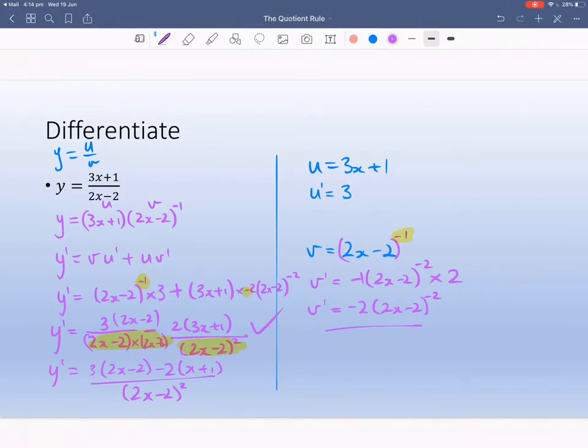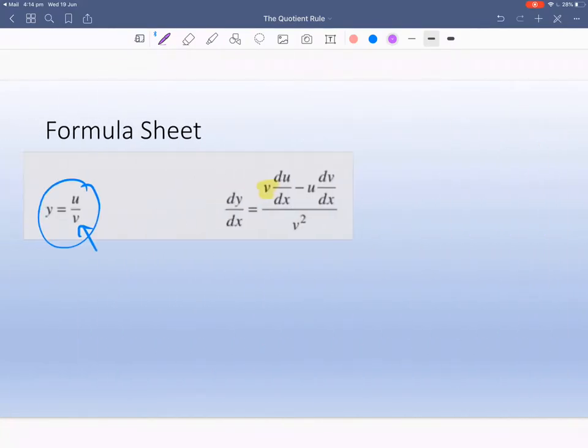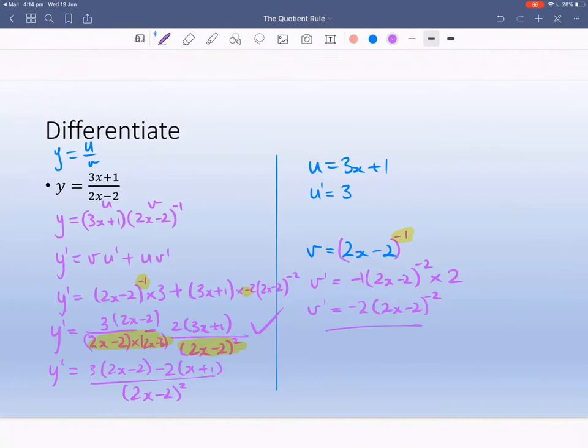Okay, and that's our answer. So we've differentiated this quotient by using the product rule. Now what I'm going to do is the same thing using the quotient rule, which is this rule here, but I'm going to give it to you in u dashes and v dashes, and hopefully we get to the same result. So let's get on to it.